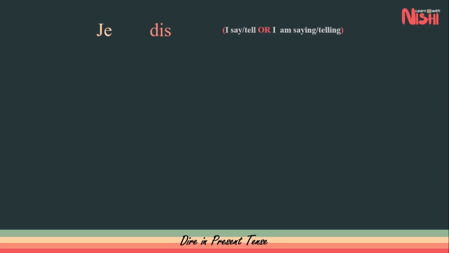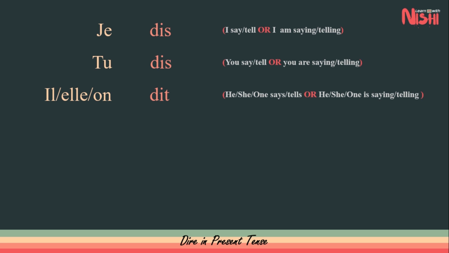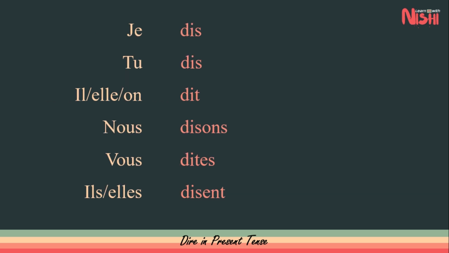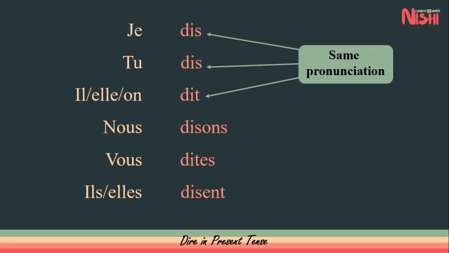Je dis, tu dis, il, elle, on dit, nous disons, vous dites, il, elle disent. Now, here, this, and this one have same pronunciation.